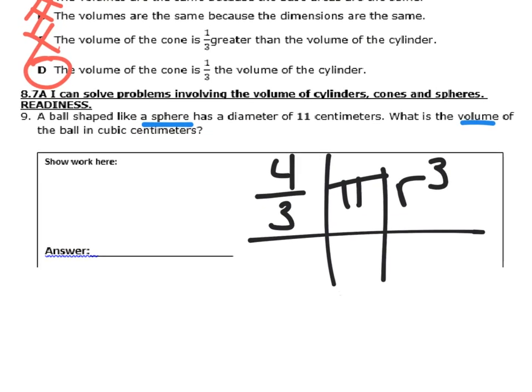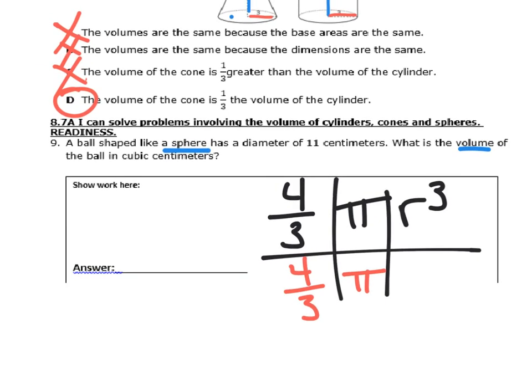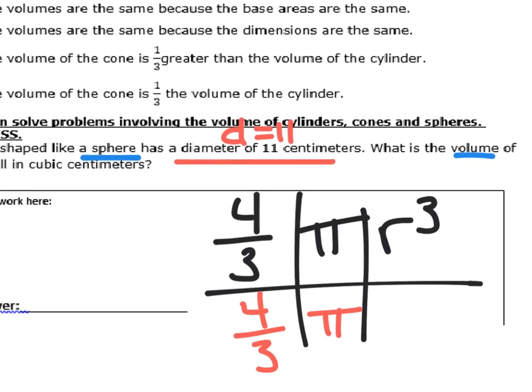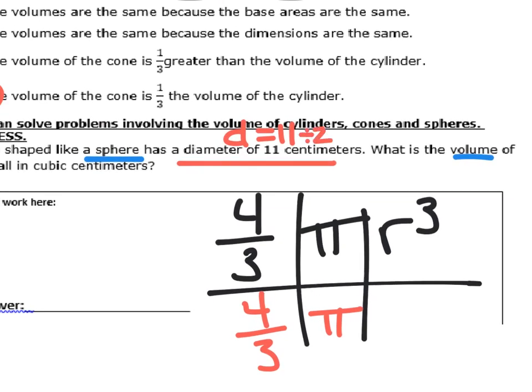And then I'm just going to plug it into the chart. 4/3 is just 4/3, pi is just pi, and then we have r cubed, r to the 3rd power. So I'm going to look at my word problem. It says the diameter is 11 inches, so that's telling me d is equal to 11. This is not a d, this is r. We're looking for the radius, so I'm going to get the 11 divided by 2. 11 divided by 2, so r is 5.5. So we're going to go ahead and do 5.5 cubed.